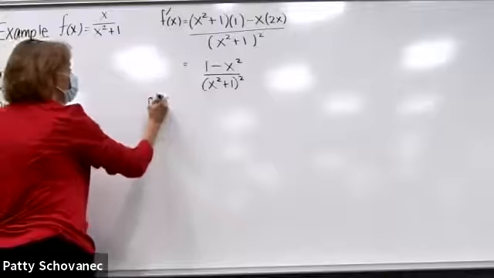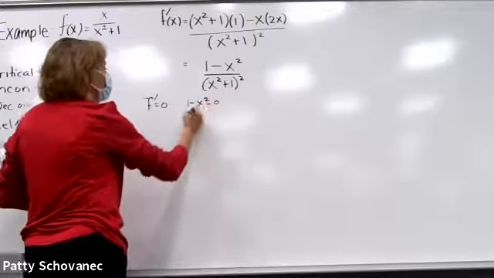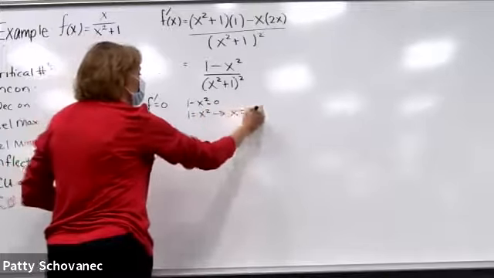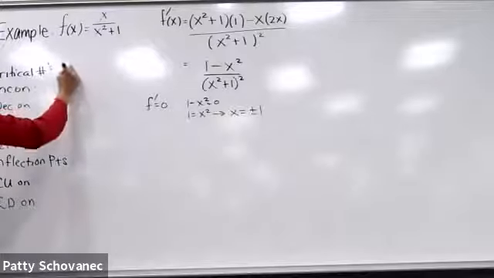So f prime is equal to 0 when 1 minus x squared is 0, and that's when 1 is x squared. There are two numbers that do that, plus and minus 1. Or you could factor 1 minus x squared is 1 minus x and 1 plus x. You get two critical numbers there. Okay, 1 and negative 1.